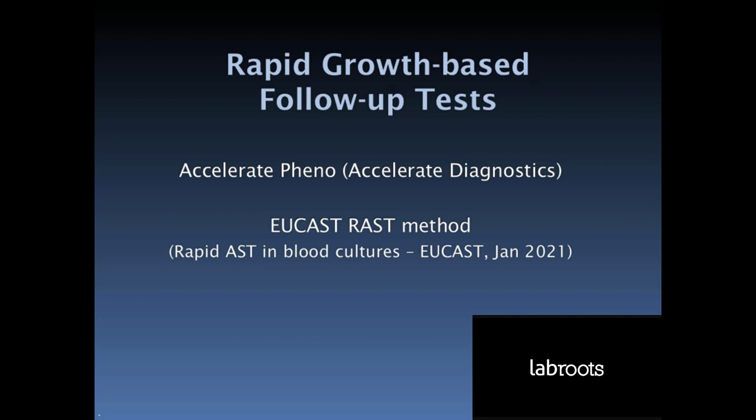Finally, going back to testing positive blood cultures, let's look at some growth-based technologies, but not the slow conventional tests that were in use 50 years ago and are still being used today. This slide shows two rapid technologies that can be performed directly on positive blood cultures: the Accelerate Pheno and the EUCAST RAST method. RAST is the abbreviation for Rapid Antimicrobial Susceptibility Test.